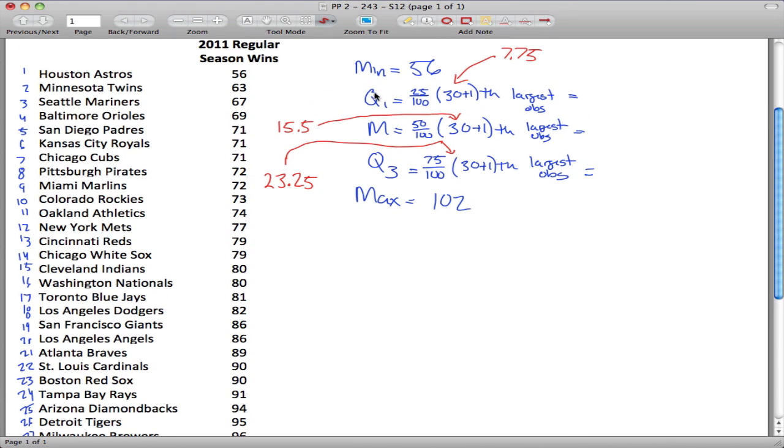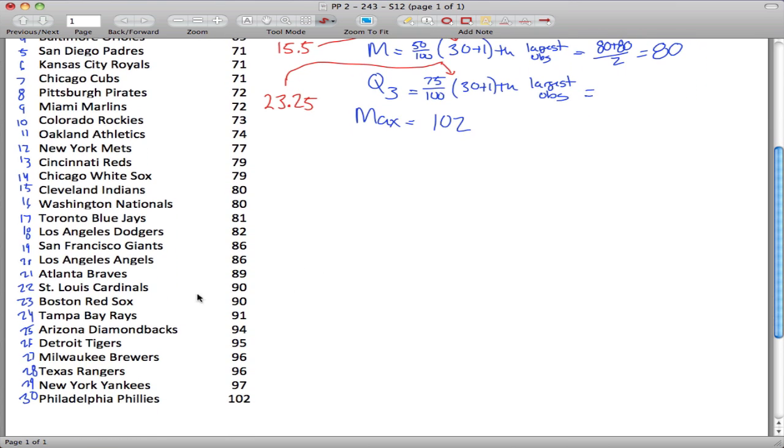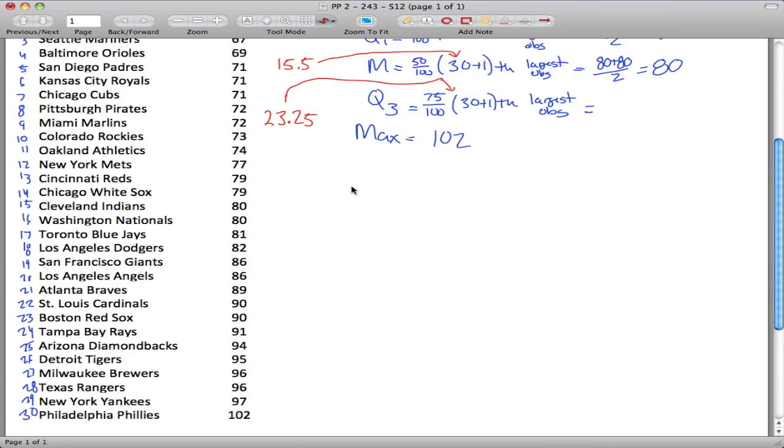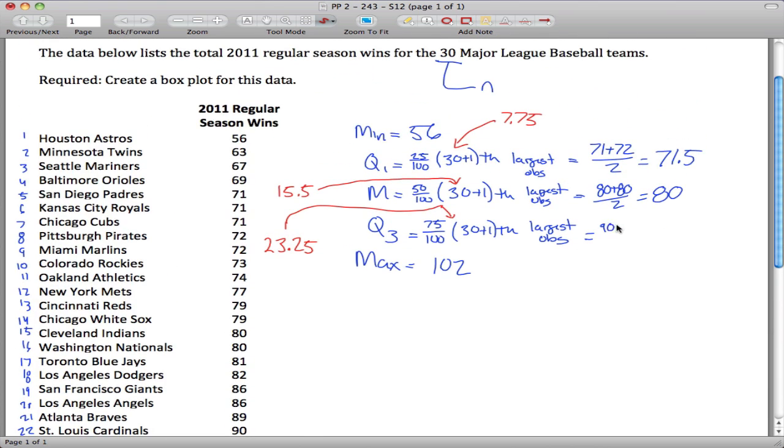Okay, so to find the first quartile, I take the 7.75th largest observation, which is the average of the 7th and the 8th largest observations. So it's 71 plus 72 divided by 2, which is 71.5. Same idea here: I take the average of the 15th and the 16th, the average of 80 and 80, which is just 80. And for the third quartile, the 75th percentile, I take the average of the 23rd and the 24th, so the average of 90 and 91, which is 90 and a half.